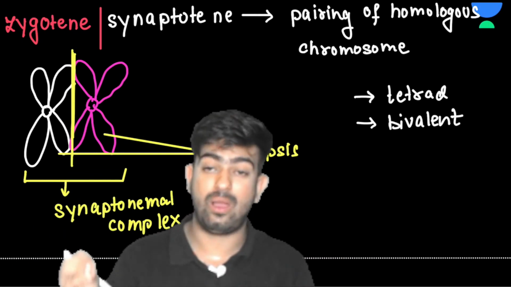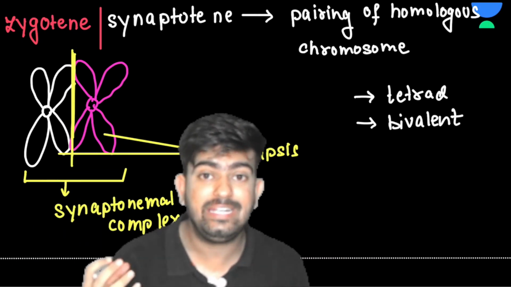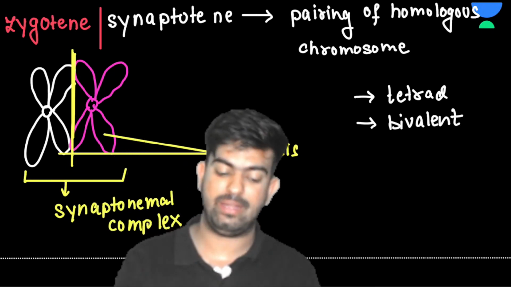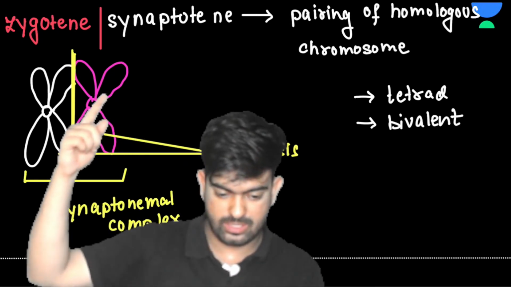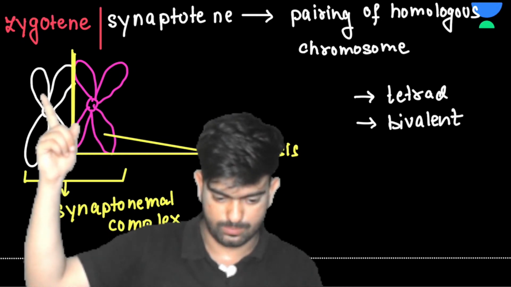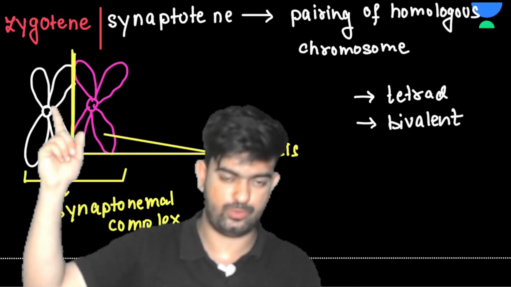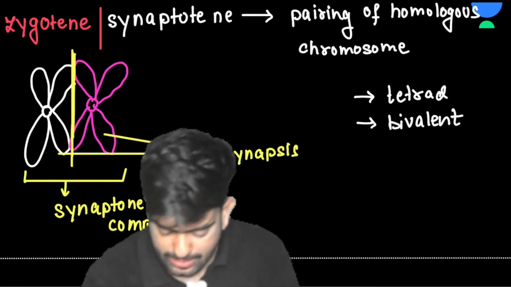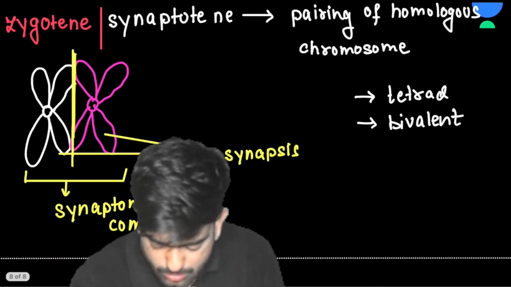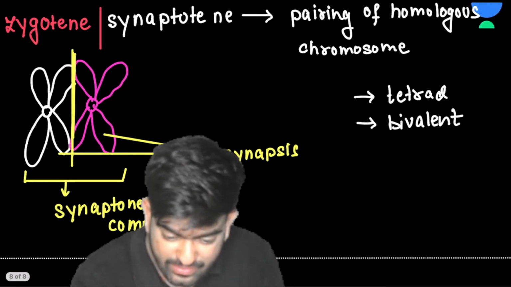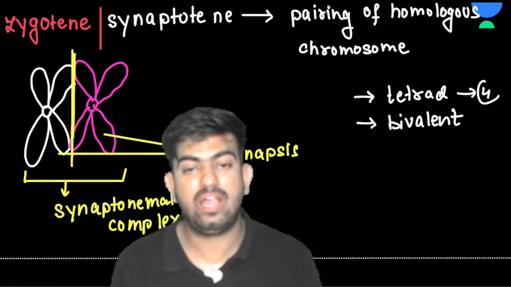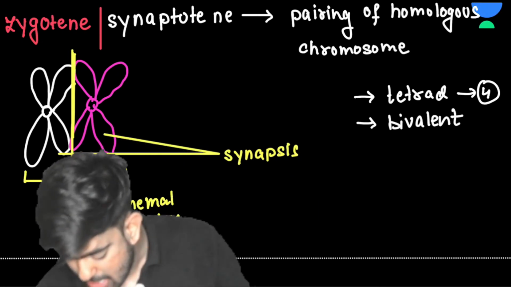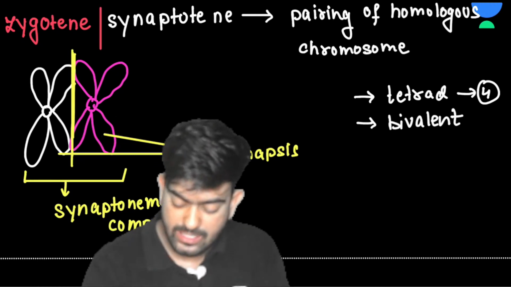Clear? Now, how many chromatids do we have here in total? Can you count it? This has 2, this has 2. So 2 and 2 makes 4. So we have 4 chromatids, and that's why we are using the term tetrad here. Clear? And now, why bivalent, sir?